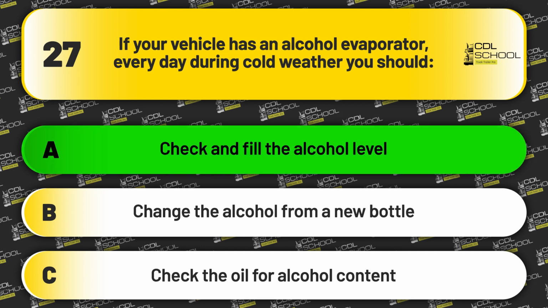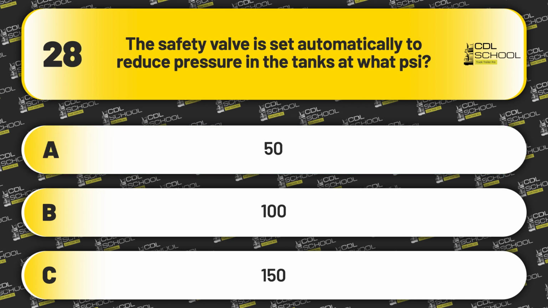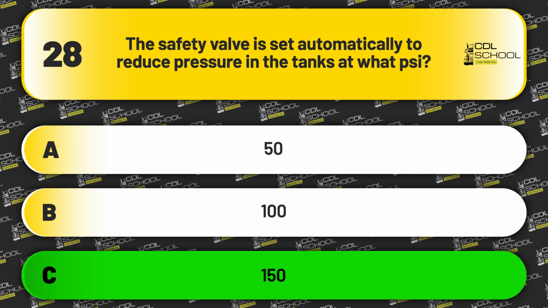The correct answer is you should check and fill the alcohol level every day during cold weather. The correct answer is A, check and fill the alcohol level. The safety valve is set automatically to reduce pressure in the tanks at what psi? A, 50 psi, B, 100 psi, or C, 150 psi. The correct answer is that the safety valve will set to automatically reduce the pressure in the tanks at 150 psi. So the correct answer is C, 150 psi.